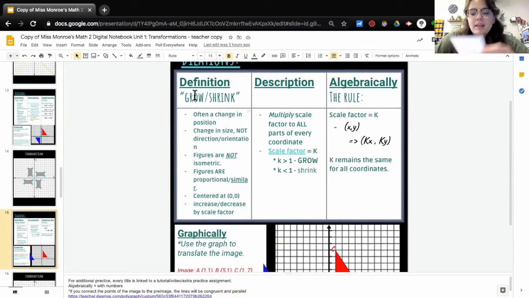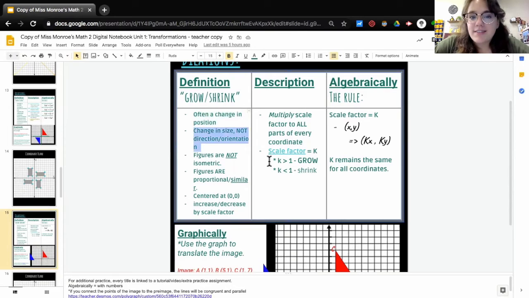That being said, dilation, again, is growing or shrinking a shape, keeping the shape's integrity. All right, so it is often a change in position. When you dilate something on a graph, it does tend to change its position, because you can do it on a graph and you can do it off of a graph. Doing it off of a graph, I could just say, okay, you double every side length and it doubles the shape. On a graph, it's going to move it a little bit. So it does change position when done on a graph.